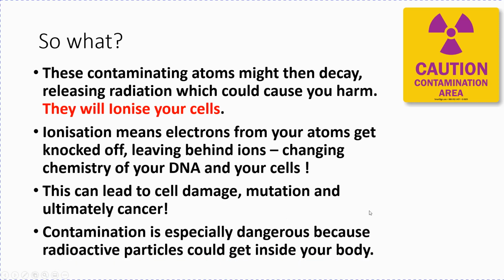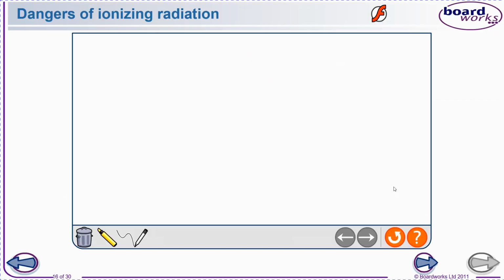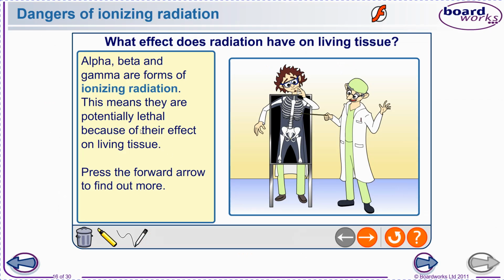Okay, so contamination is particularly dangerous when they get inside your body. Now it depends on which type of radioactivity and where it gets as to how much harm it can cause. Okay, so remember we've got our 3 different types. We've got alpha, beta and gamma. Alpha is the biggest particle. Okay, so that is the most ionizing.